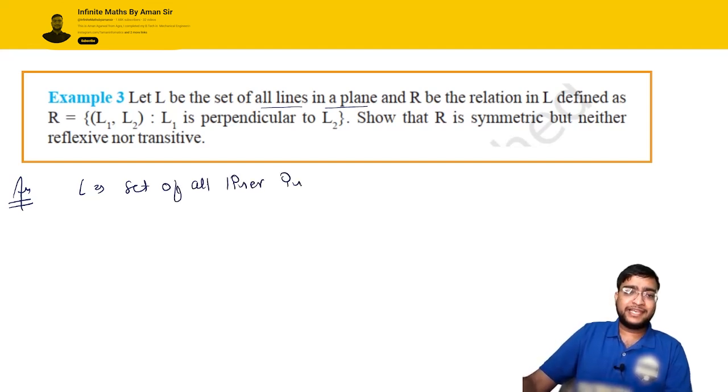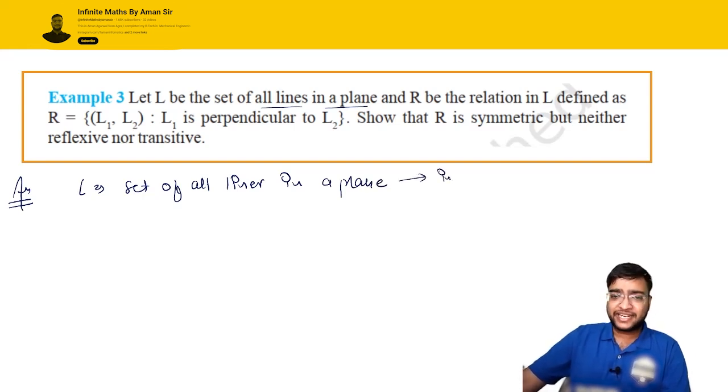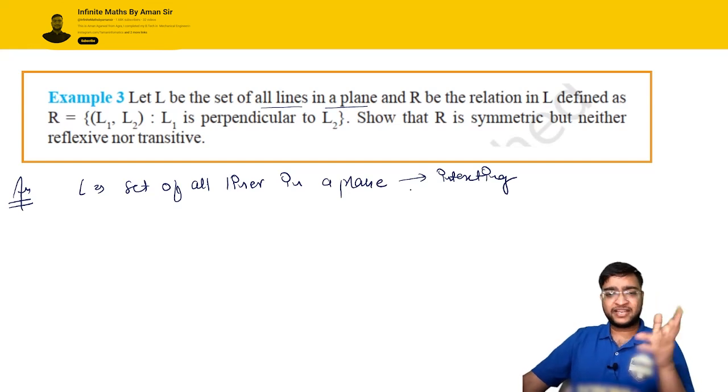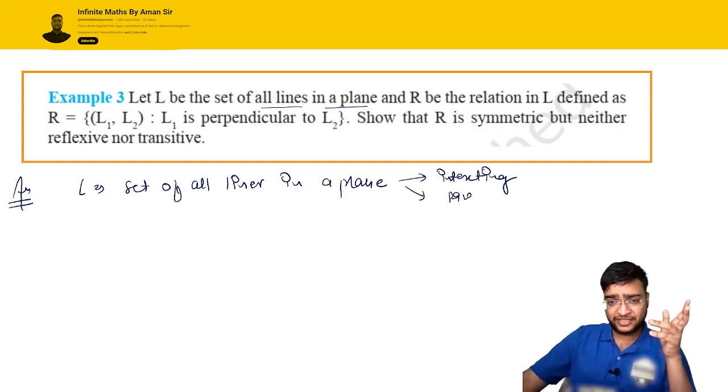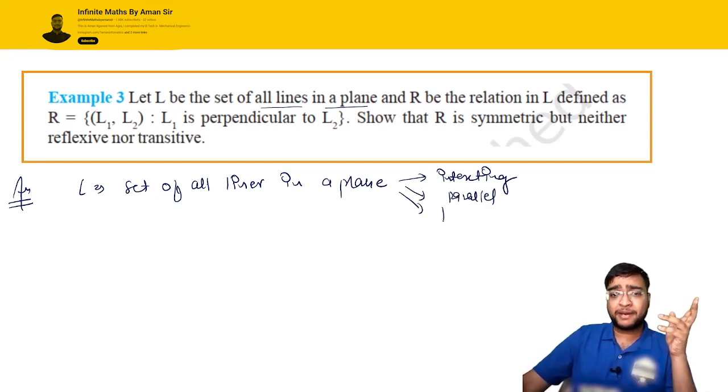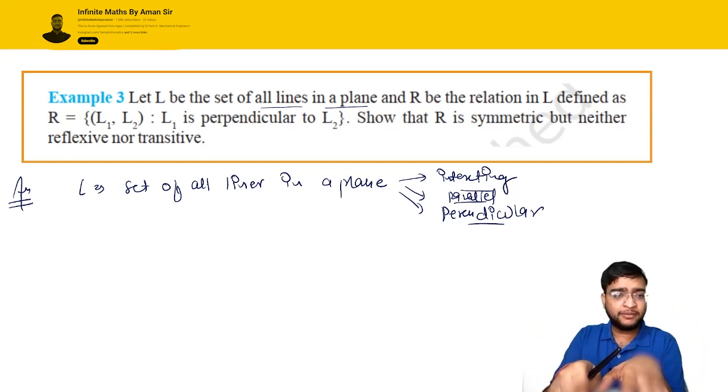There may be intersecting lines. Maybe many lines are intersecting with each other. There may be parallel lines, and there may be perpendicular lines. So these are some sets of lines that must be in my set L here.